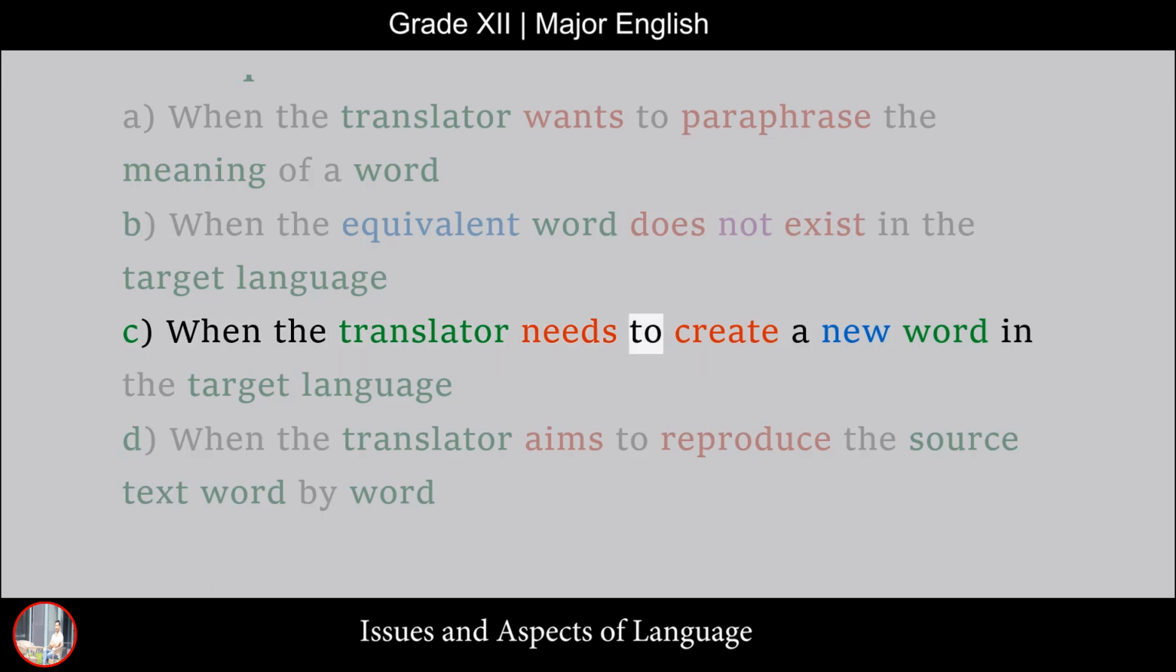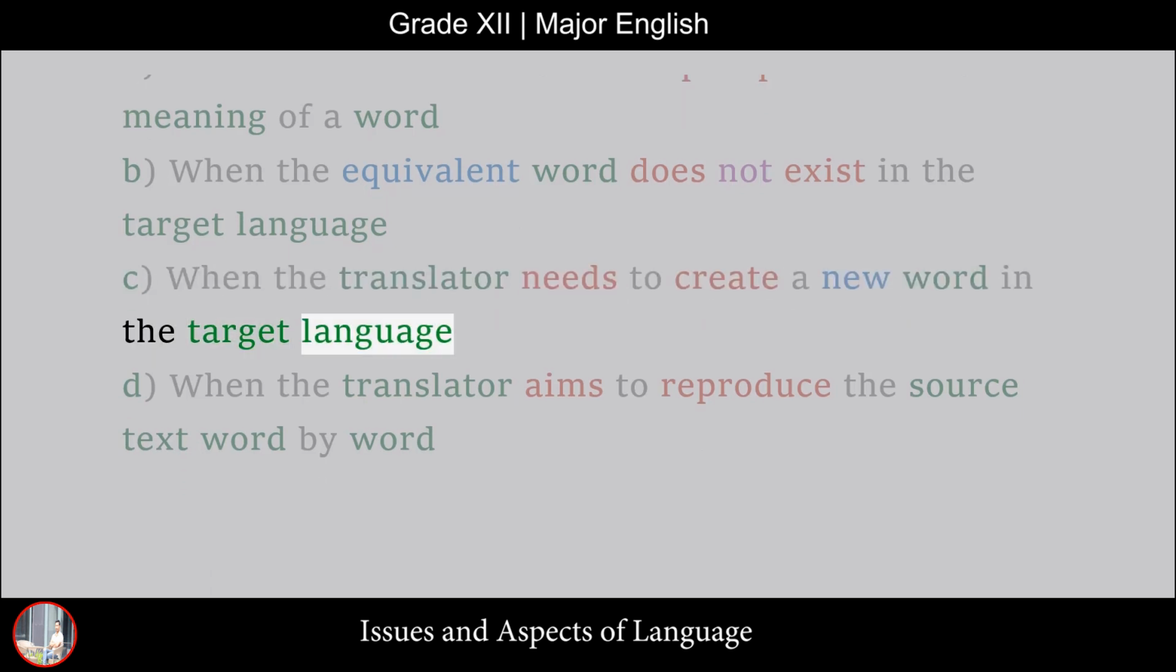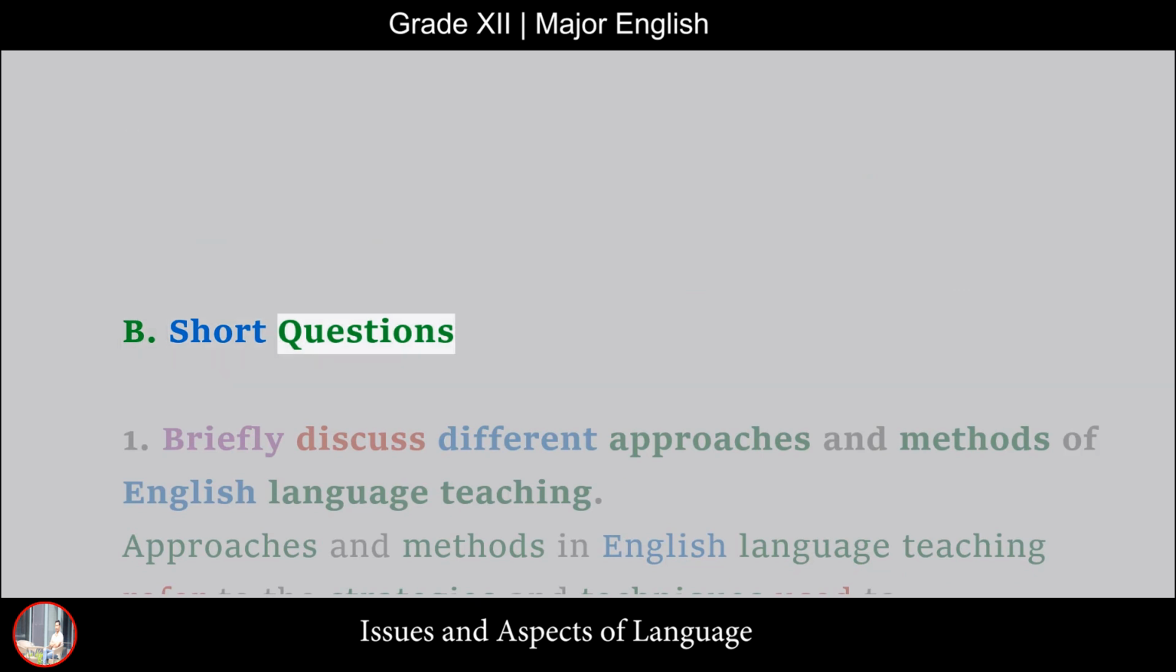C. When the translator needs to create a new word in the target language. D. When the translator aims to reproduce the source text word by word. B. Short questions.